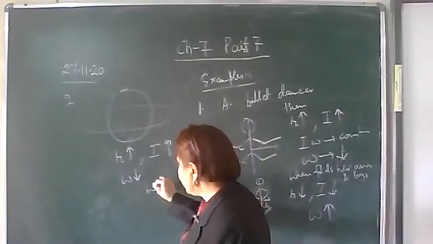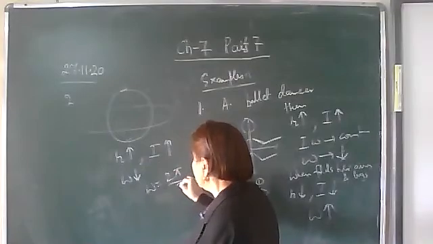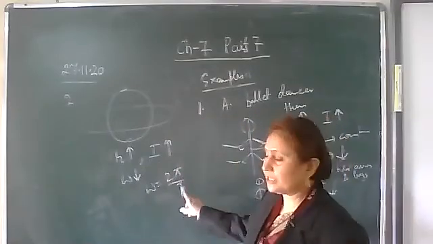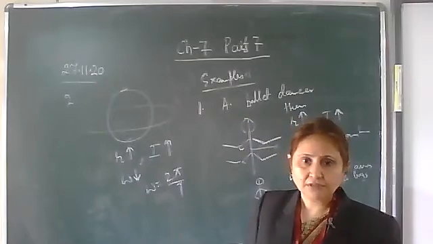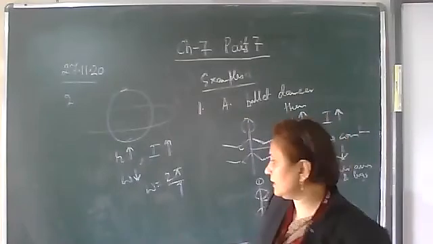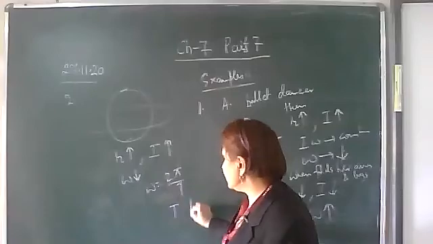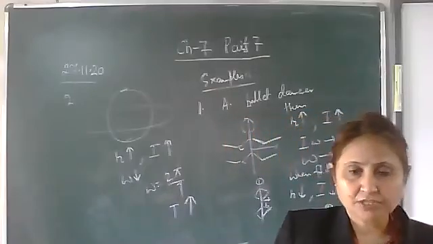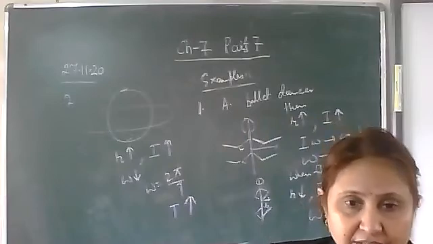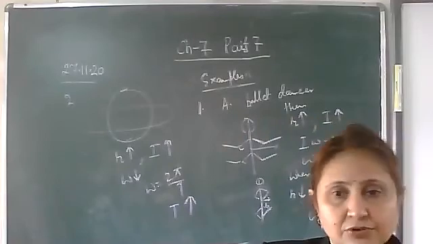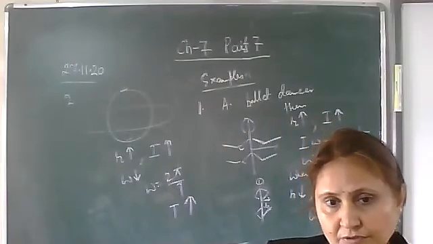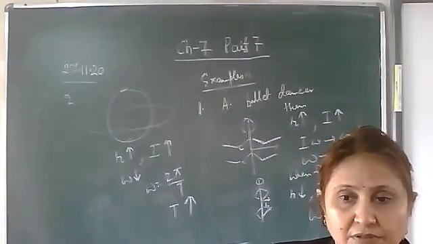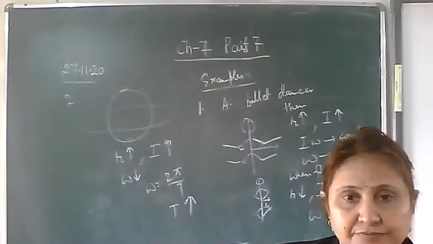Now we also know that omega is equal to 2 pi upon T, the time period of the earth about its axis of rotation. Right now it is 24 hours. What will be the effect on the time period? As omega is decreasing, the time period of rotation will increase. That is, it will be more than 24 hours.